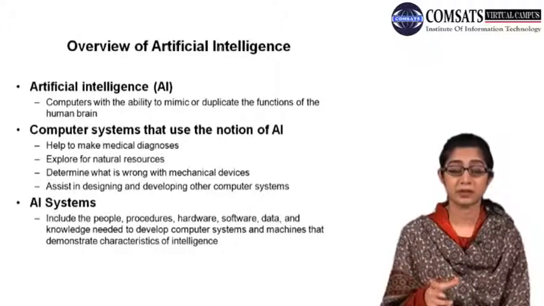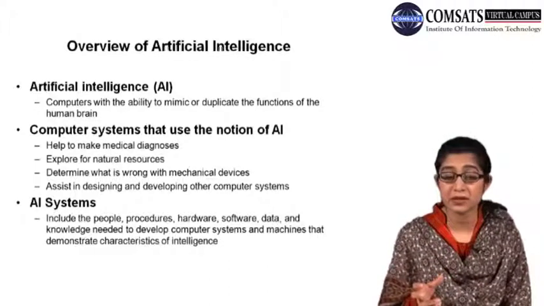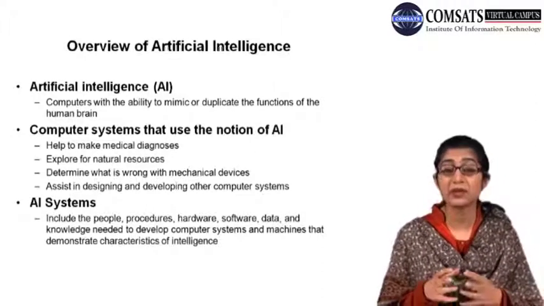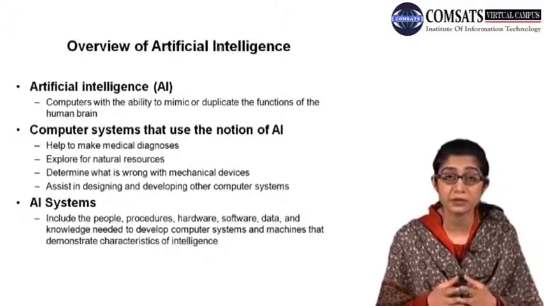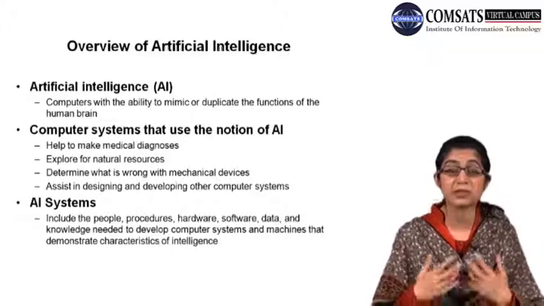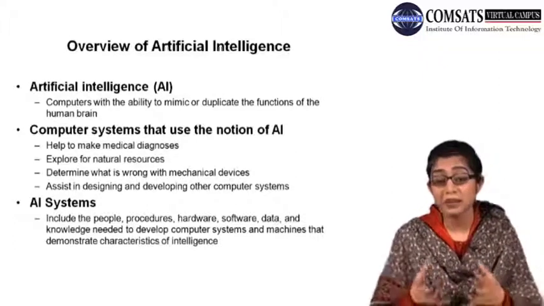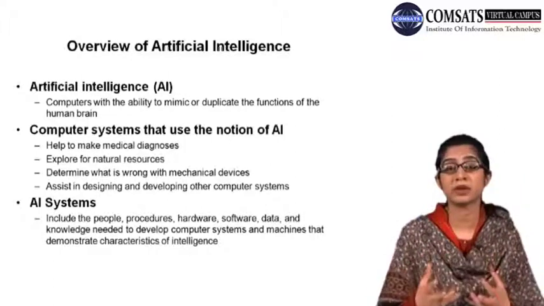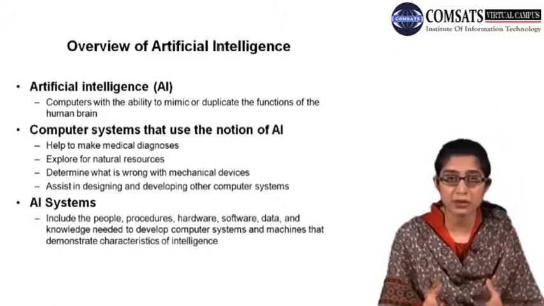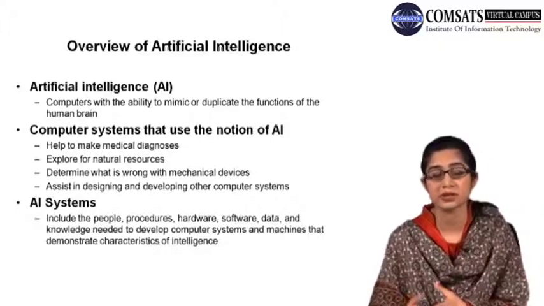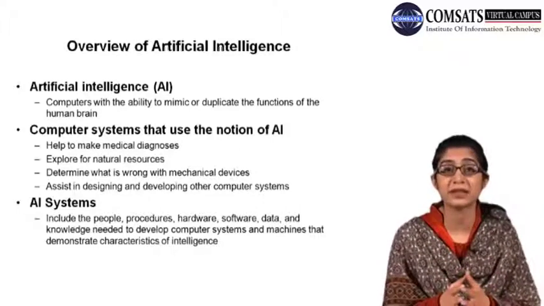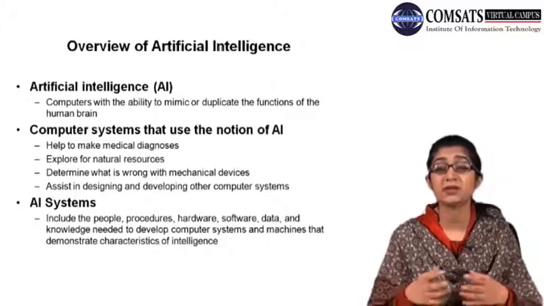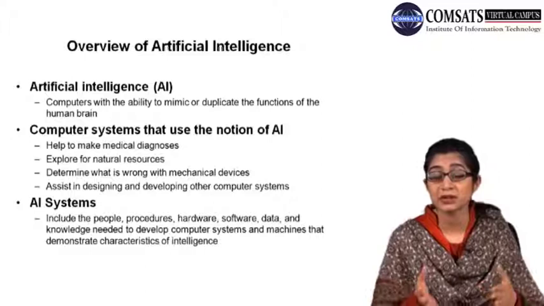Artificial intelligence. Now what is artificial intelligence? It is basically the computers being given the ability to mimic or duplicate the functions of the human brain. Mimic means to imitate, उनकी नकल करना, and duplicate means कि again जो functions human brain करता है, जो techniques human brain use करता है to solve a certain problem or to come up with a certain decision, तो वो वाली जो सारी techniques हैं, these techniques can be artificially programmed into a computer as well.